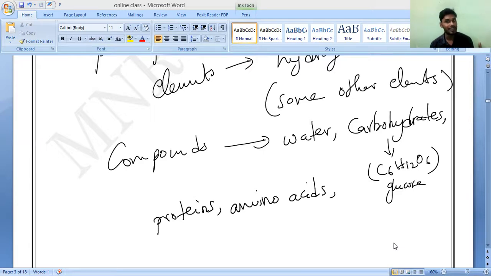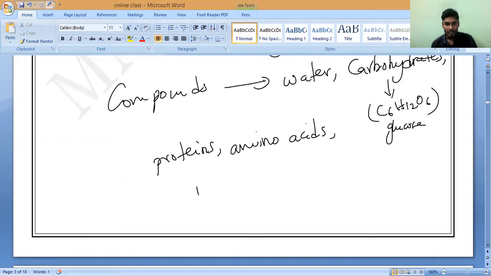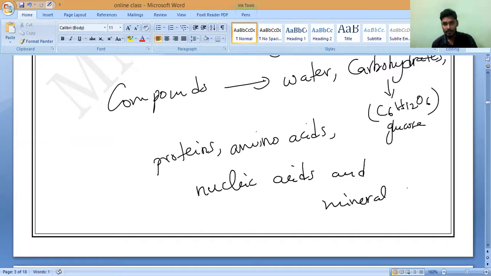Actually, amino acids only will turn into proteins. Understand, Johan? Amino acids only will transform into proteins. That is how you have studied in class 7th. Proteins are synthesized from amino acids. That is why you can say nucleic acids and mineral salts.